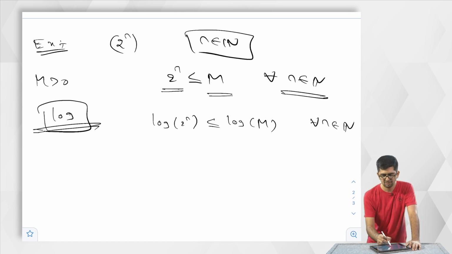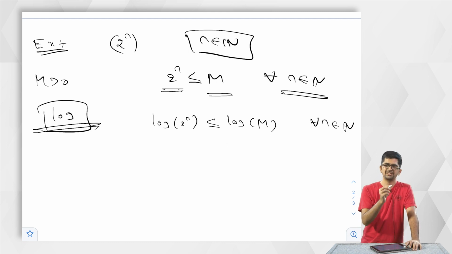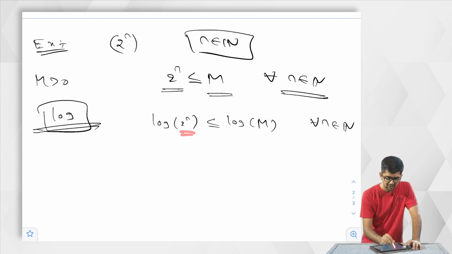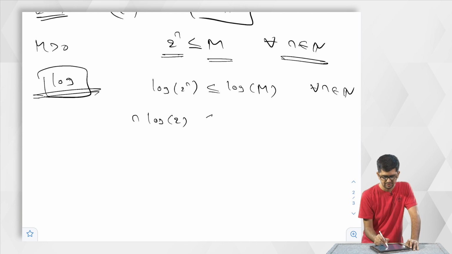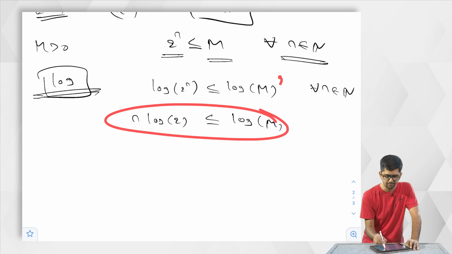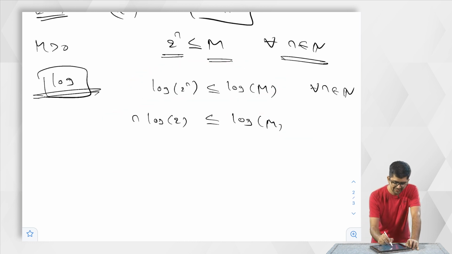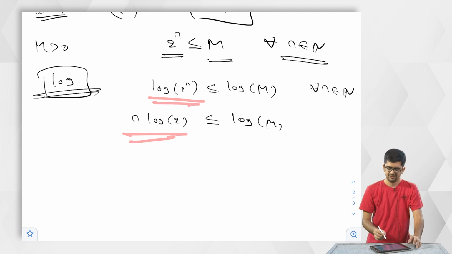Now, I am assuming you know some property of logarithm. Logarithm of a times b is logarithm of a plus logarithm of b. So, log of 2 power n, with the same idea, is the same thing as log 2 plus log 2, n times, that is n times log 2 less than or equal to log m. See, these two are the same. I am just writing down what this means. This means log 2 power n is equal to n log 2, that is all it means.